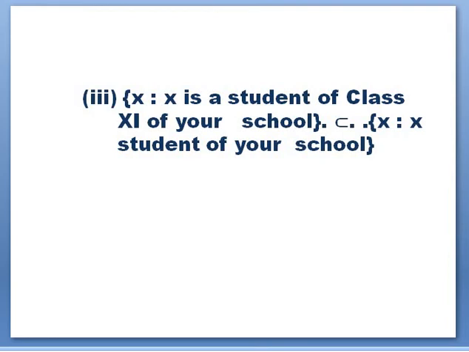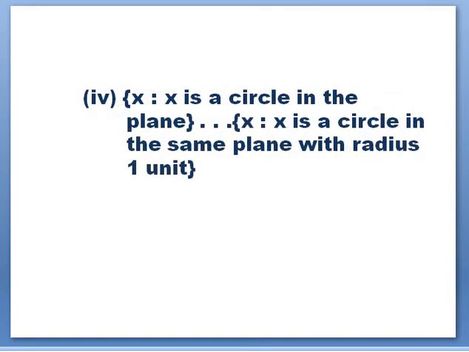Is it clear? Now, one more example. Here, it is given that the first set is X is a circle in a plane. Now, in a plane means, suppose you have a sheet of paper. Now, you can draw different circles with different radius. Is it correct? So, in a plane, you can draw many circles with different radius.